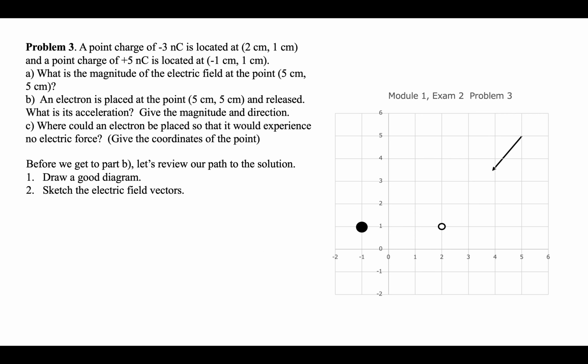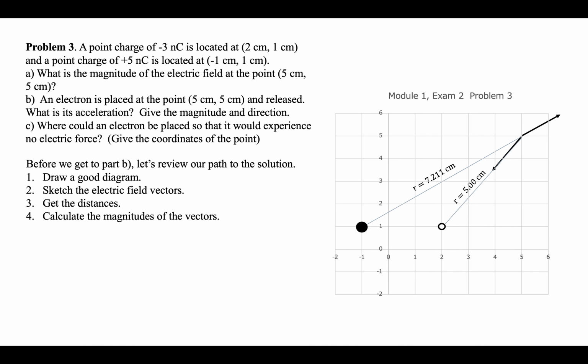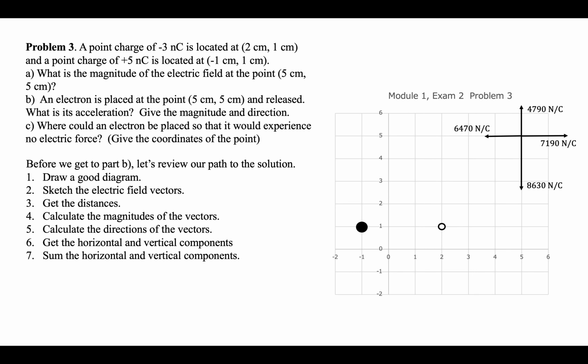Then we drew the electric field vectors so we can see the direction. We got the distances from the electric charges to the point at which we're measuring the field. Then we got the magnitudes of the vectors. How big are they? kQ over r squared. 10,790, 8,640. Then we got the directions. We got the angles using the arctangent function. With the angles and the magnitudes, we can get the components. So now it looks like this. We sum the horizontal and vertical components, and we get this.